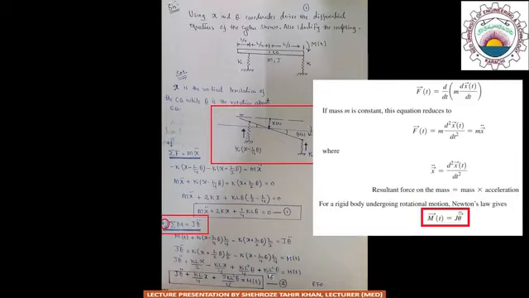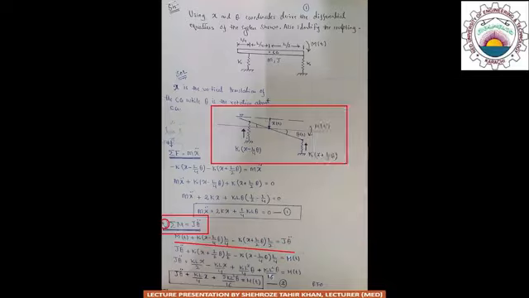So the equation becomes M of t plus k into (x minus L by 4 theta) into L by 4 minus k into (x plus L by 2 theta) into L by 2, which is equal to J theta double dot, where J is the polar moment of inertia and theta double dot is the angular acceleration.